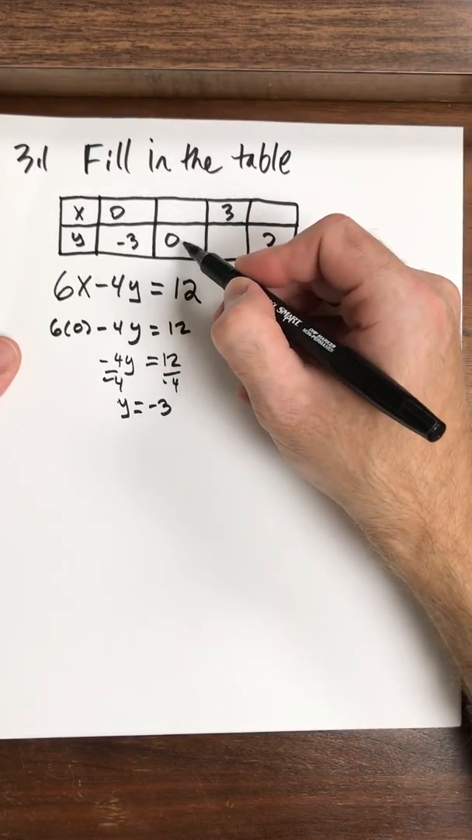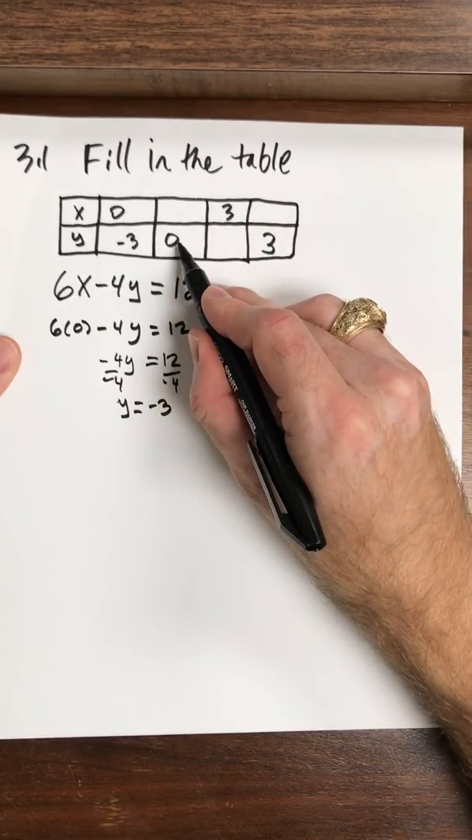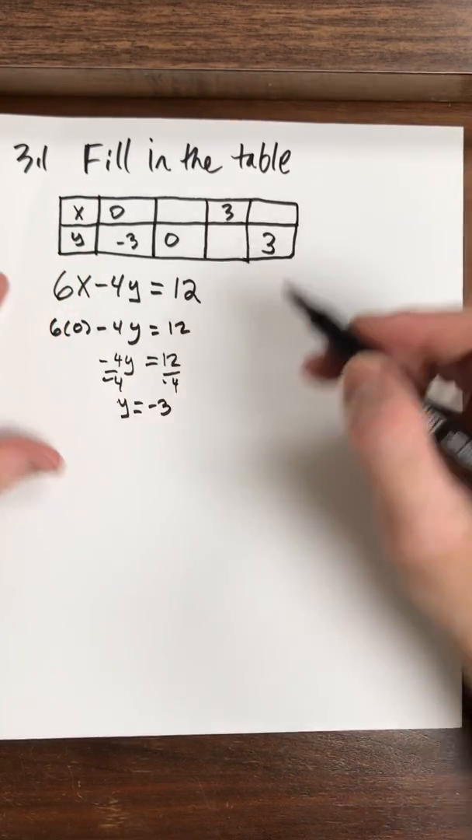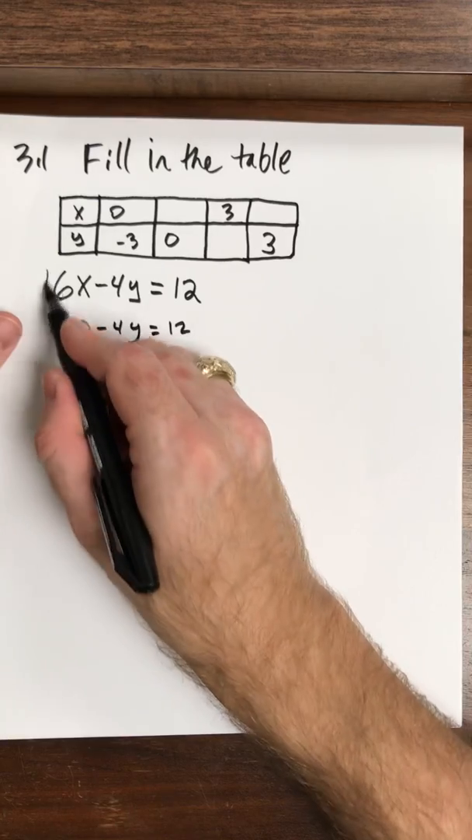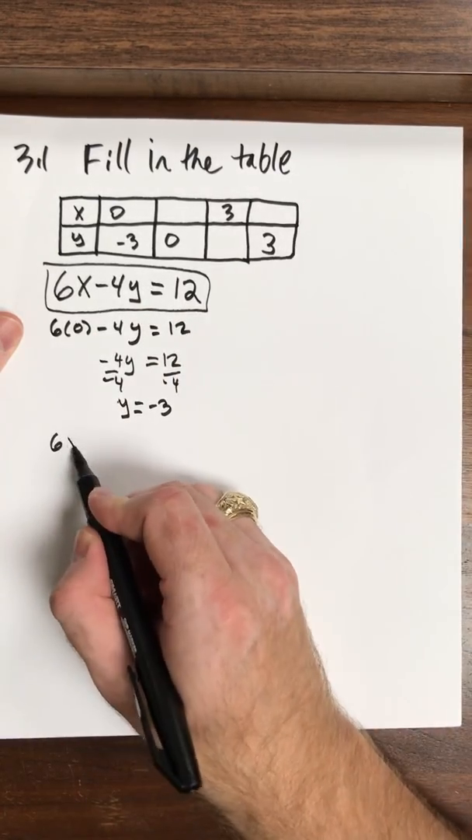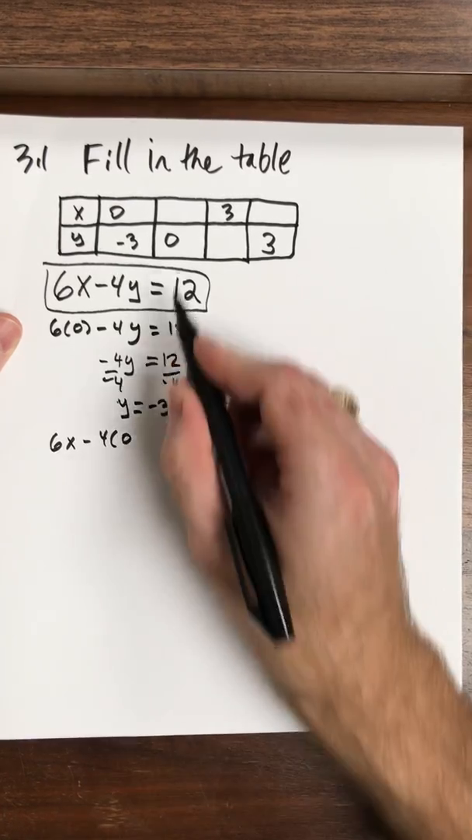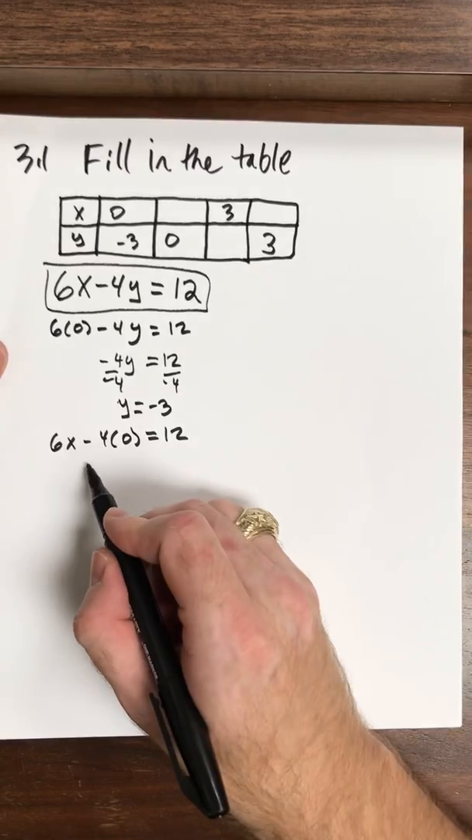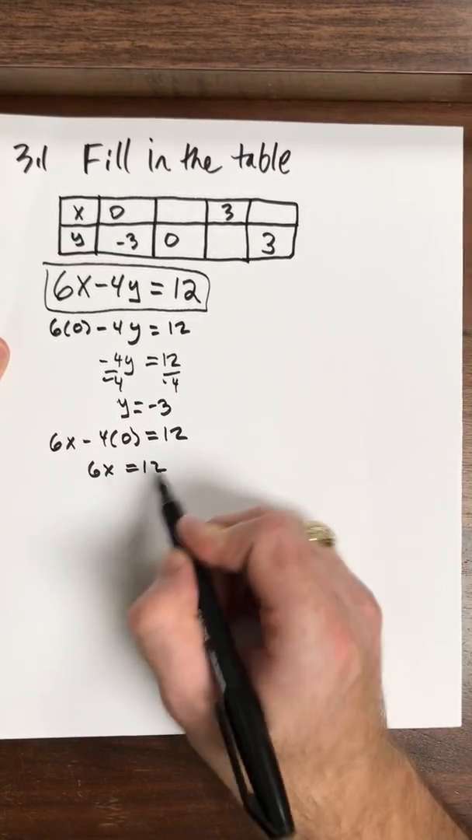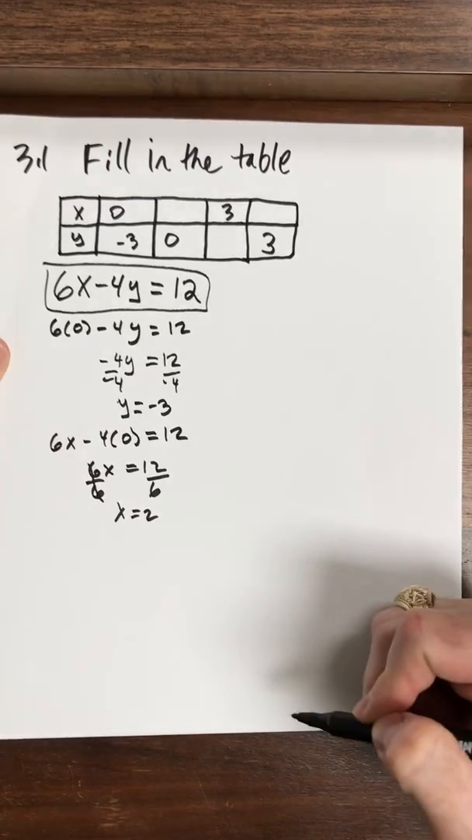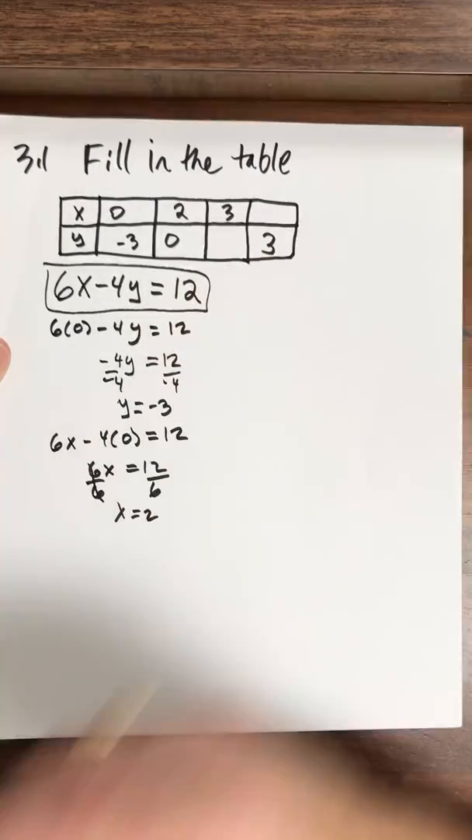For this one here, now I'm on the bottom row 0, so that means y equals 0. So I'm going to plug a 0 in for y. So what do I have for my equation? I've got 6x minus 4 times, and then I put a 0 in for y equals 12. So this goes away, and I just have 6x equals 12. Divided by 6, x is 2. So I'm going to put a 2 right there.